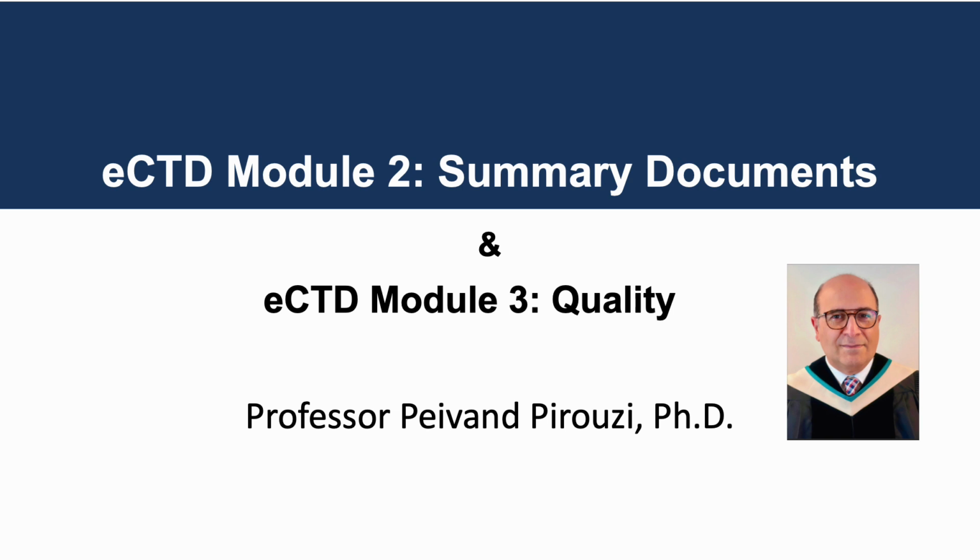Welcome to our lecture, where we will be exploring two critical components of the Electronic Common Technical Document, Module 2 Summary Documents and Module 3 Quality. This lecture builds upon our foundational understanding of the eCTD structure and dives deeper into the specific requirements and organization of these essential modules. Module 2 serves as the bridge between the detailed data contained in Modules 3, 4, and 5, and the regulatory reviewers who need to efficiently evaluate your submission.